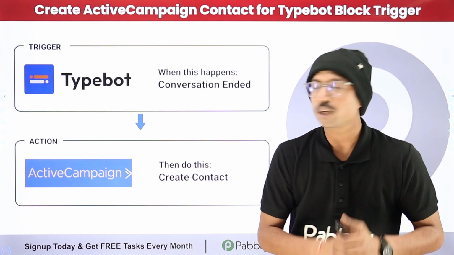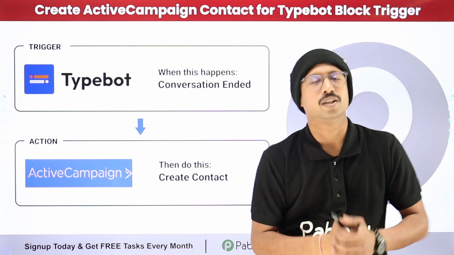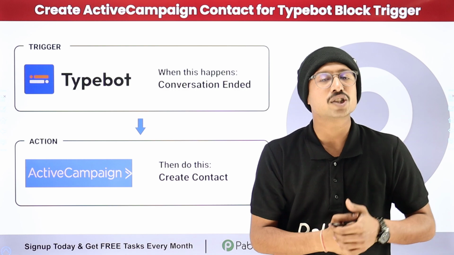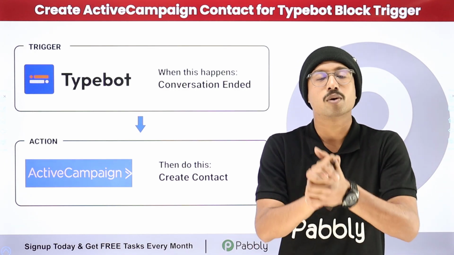So in this video, we are going to learn how to create an ActiveCampaign contact for the Typebot block trigger. Let's say you have created a chatbot using Typebot. And in this chatbot, while having the conversation, it is asking some questions, some details from the users.